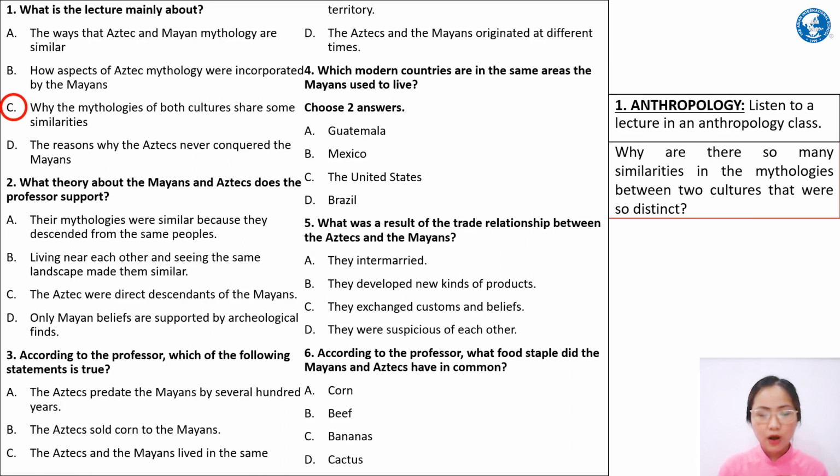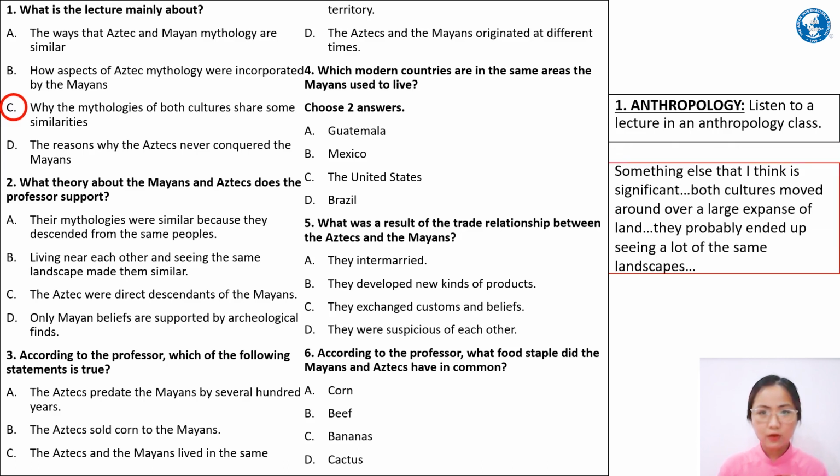Question number 2. What theory about the Mayans and Aztecs does the professor support? So, what the professor thinks significant is that both cultures moved around a large expanse of land. They probably ended up seeing a lot of the same landscapes. So the answer is B.